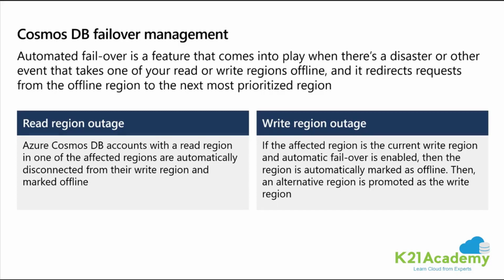Read region outage. With an Azure Cosmos database read region outage, one of the affected regions is automatically disconnected from the write region and marked offline. And when a write region outage happens, if the affected region is the current write region and automatic failover is enabled, then the region is automatically marked as offline, and an alternate region is promoted as the write region. So even if there is a read region outage or a write region outage, we have automation around that in terms of failover management.